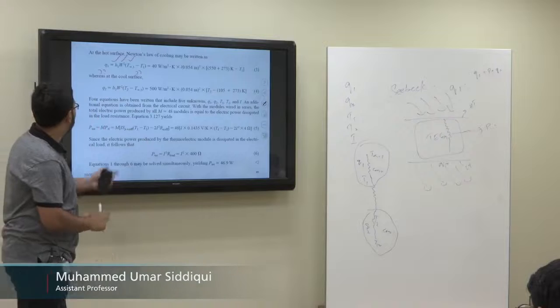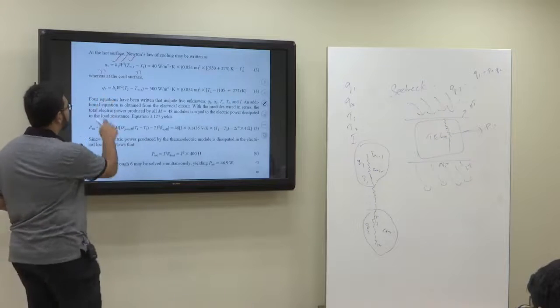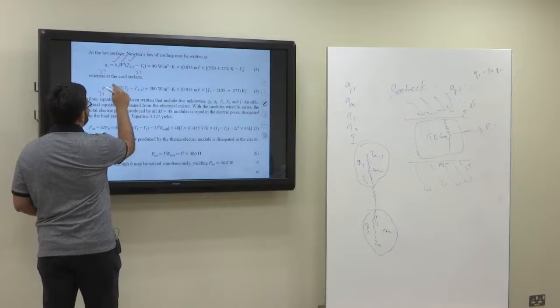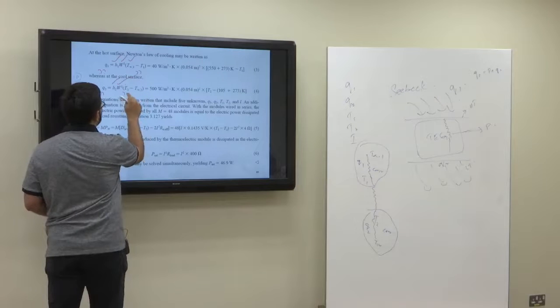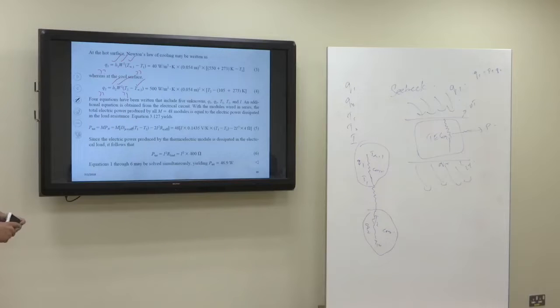Similarly, you make an equation for Q2. Q2 is unknown, H2 is known, W square is known, T2 is unknown, T infinity 2 is known. So how many equations do you have? Two equations in the last slide, two equations in this slide. So you have four equations, but still five unknowns. So you cannot solve it like this.